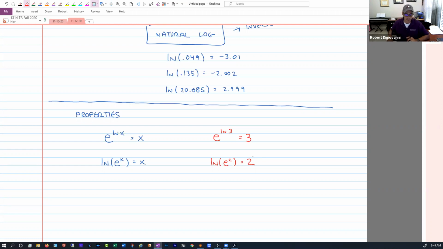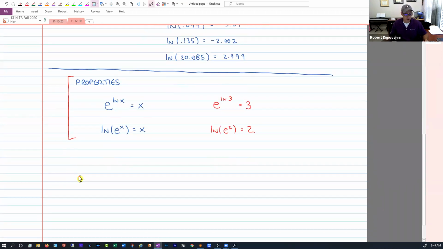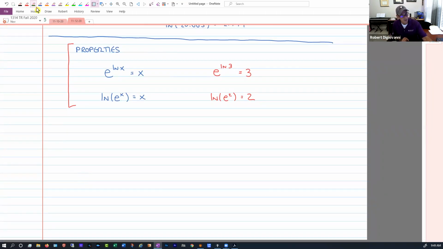Extremely important. Let me show you now with those properties how we can actually use them to solve some equations. All right? So watch. Here's the first problem. If I tell you e raised to some x is equal to 4, can you find what x is? Solve for x.